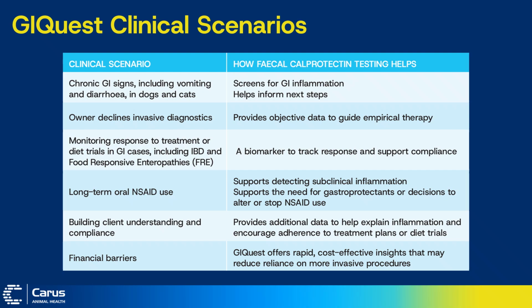So of course we can use it when we have chronic gastrointestinal signs. It helps screen for GI inflammation and it helps inform our next steps. If an owner declines diagnostics, whether it's due to their worry for invasiveness or financial concerns, it provides objective data to help guide empirical therapy and monitor the response to that therapy.